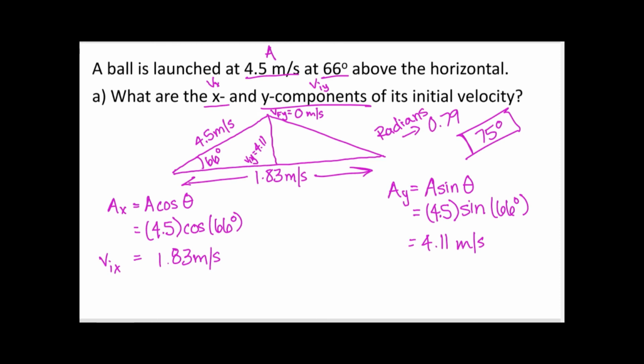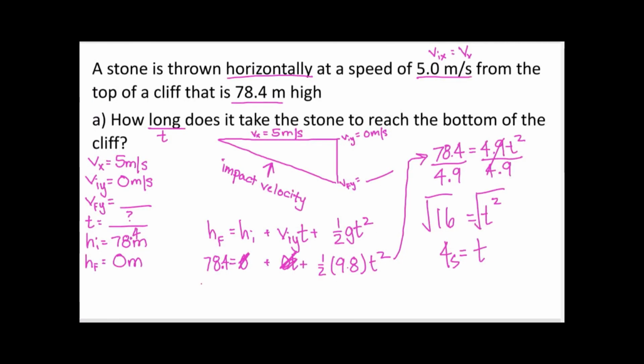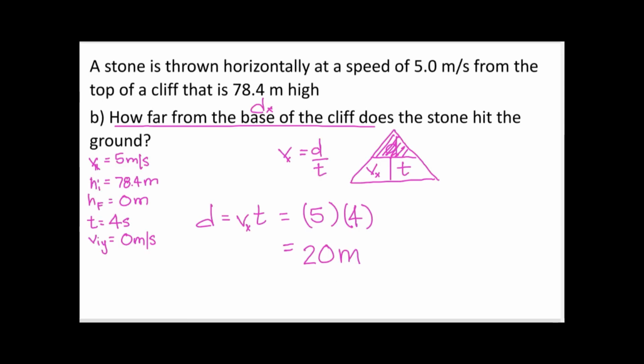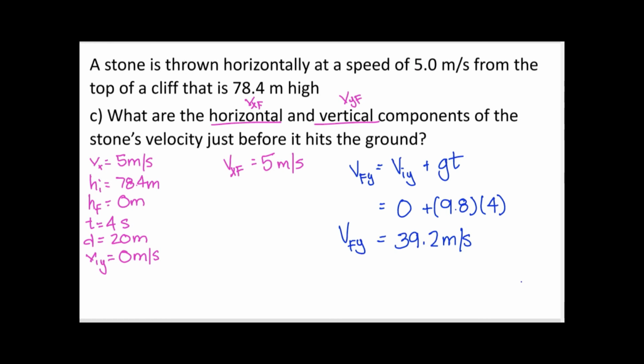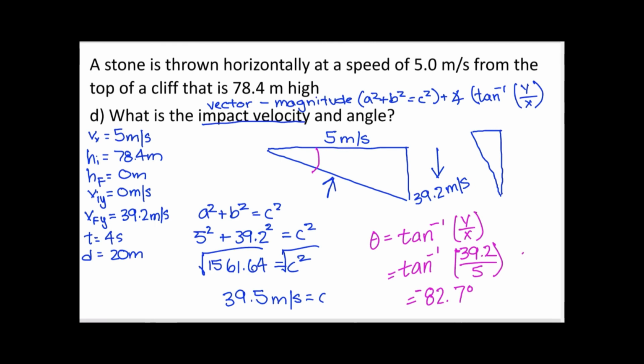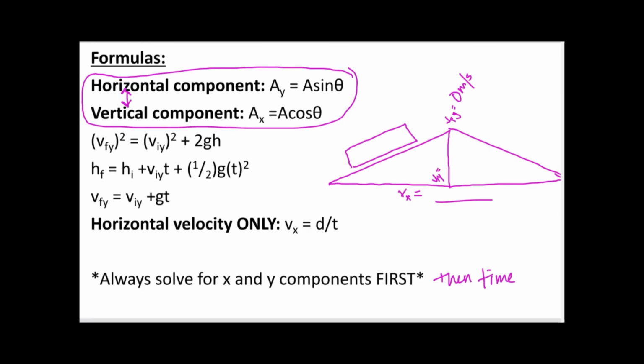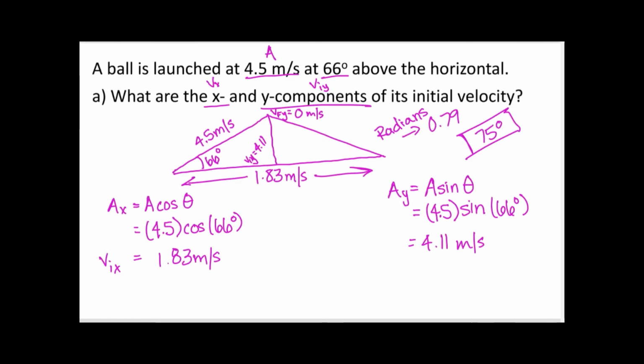And so that's how we do that very first part of the angled projectile problem. Now that you have those two velocities, you can go ahead and find the time, find the distance, find the horizontal and vertical components as it just hit the ground, and you could even find the final impact velocity if you needed it. So we just have to do a pre-step, which is finding these two components, and then we can do the rest of the parts of the angled projectile problem.